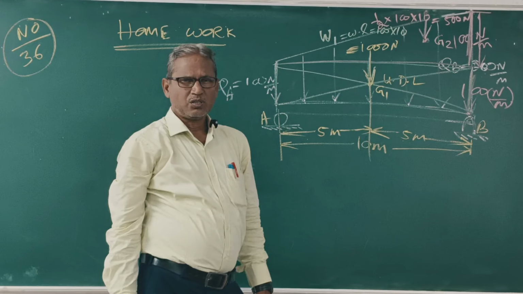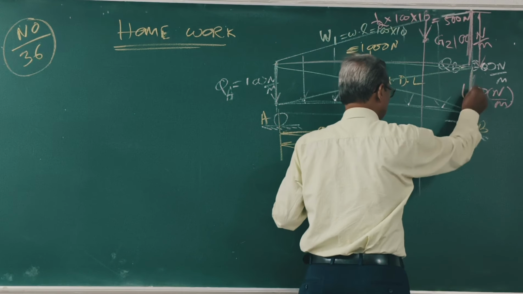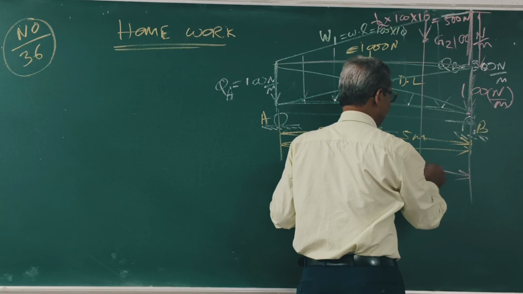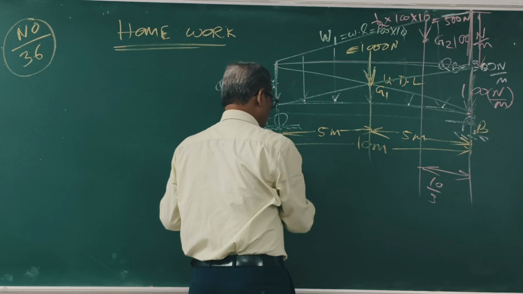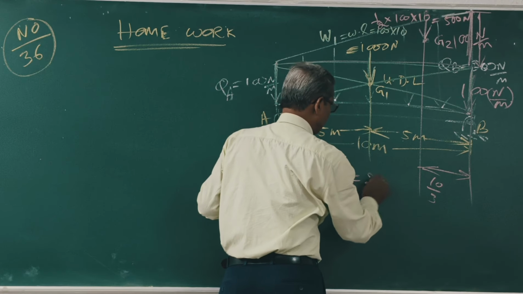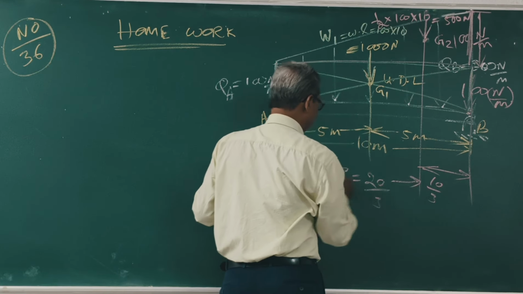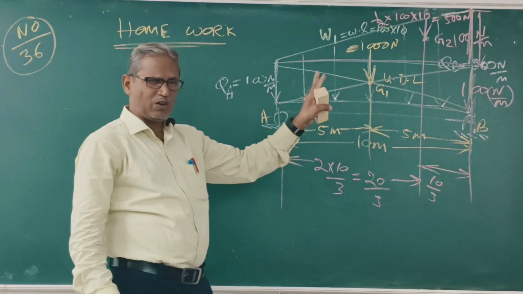So where is G? This is G2. What is this length? H by 3, 10 by 3. This length is 2H by 3, 2 into 10 by 3. This is 20 by 3. Clear?